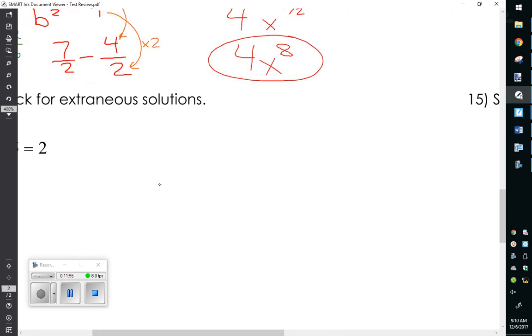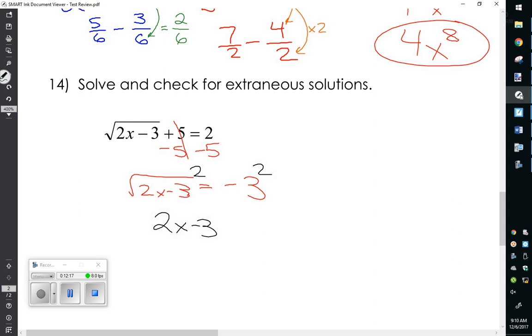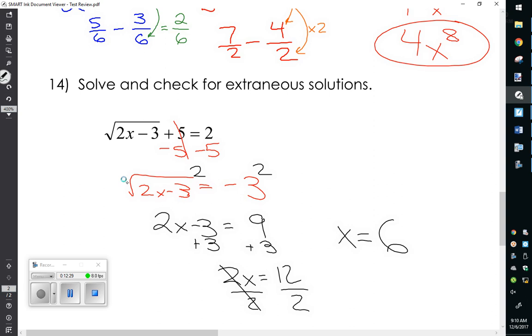A few more. Check for extraneous solutions and solve. All we're doing is PEMDAS in reverse. I'm subtracting 5. That cancels. Square root of 2x minus 3 equals a negative 3. To finish, I would get rid of the square root, so I would square both sides. Negative 3 squared would get me 9. Add 3. 2x is 12. Divide by 2, divide by 2. X is going to be 6.